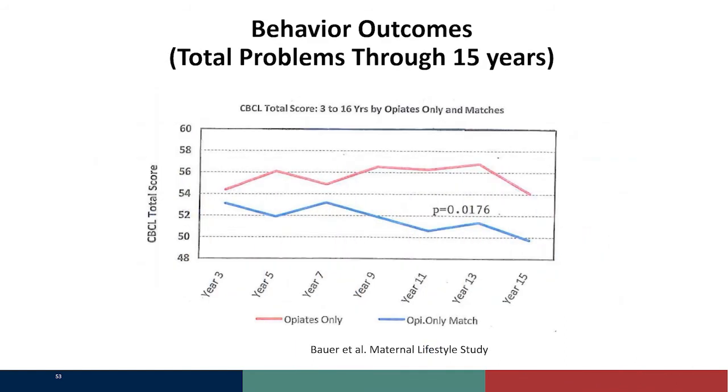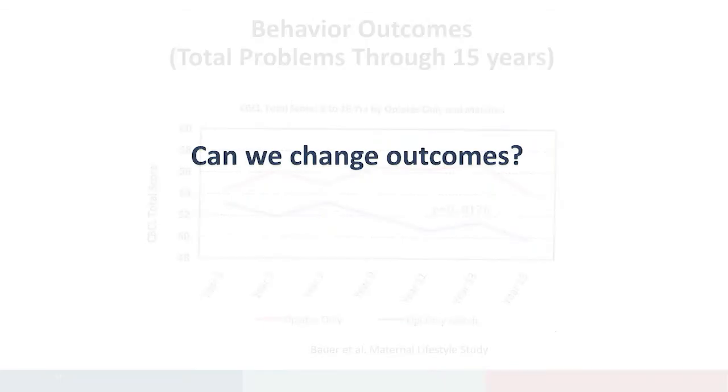And similarly, behavior outcomes, these are total problems through 15 years. The top line are the total problem scores of babies exposed to opioids, and the blue line are lower scores of those children who are their controls with no opioid exposure.